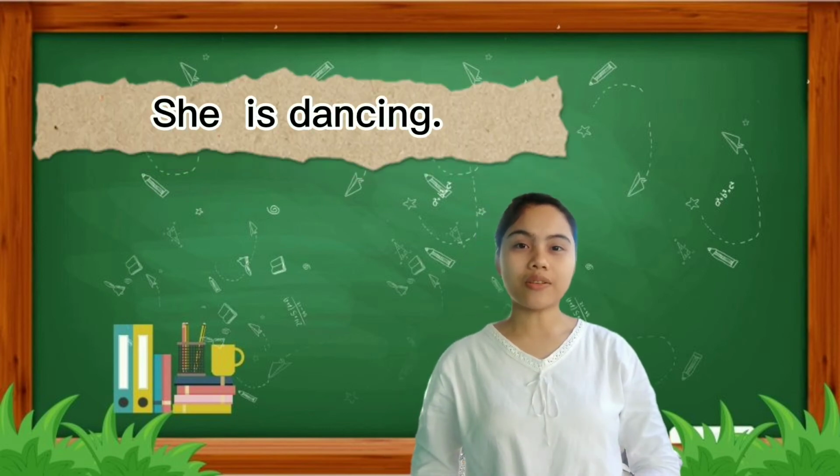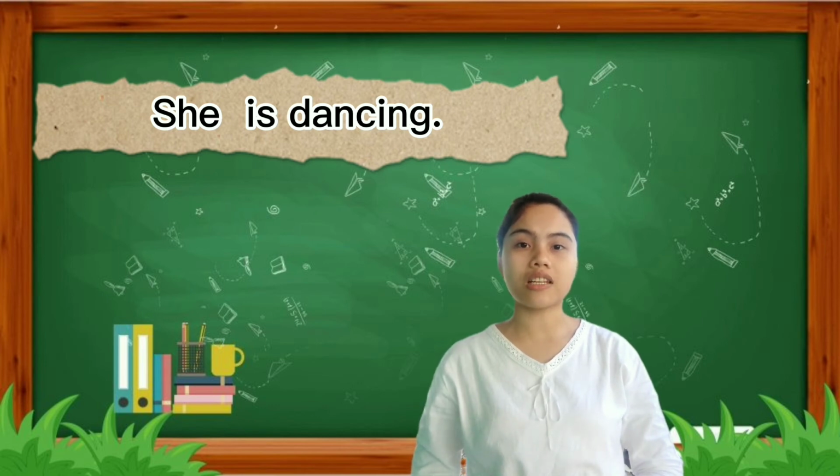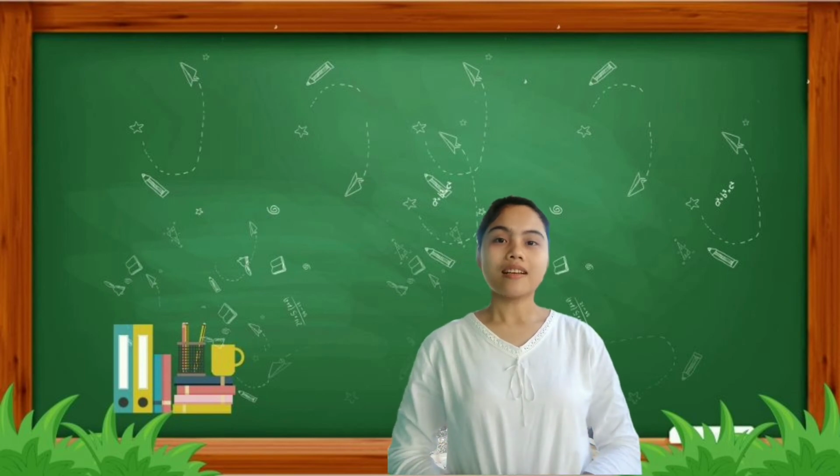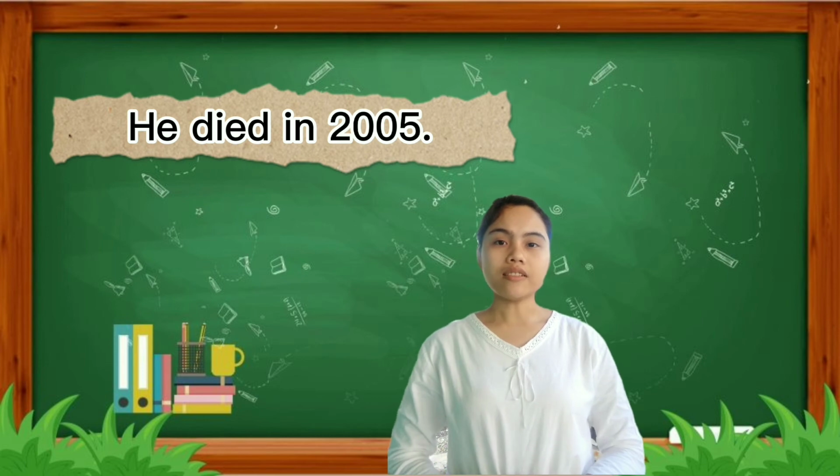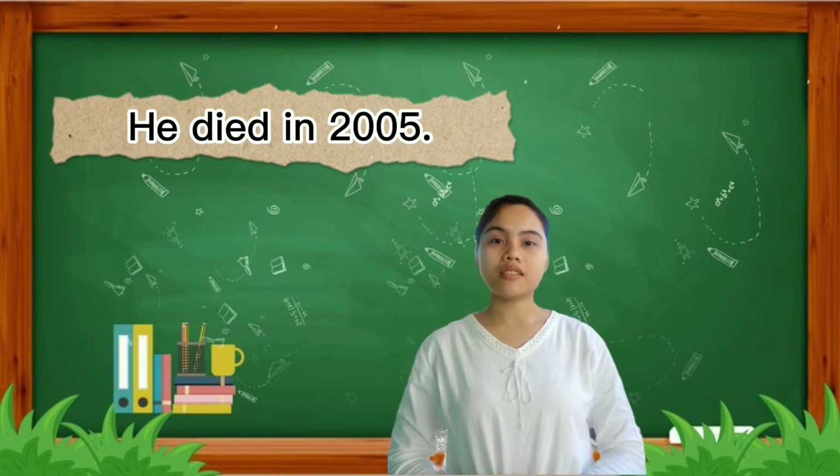I have here another example. She is dancing. This sentence cannot be changed to passive voice because the sentence does not have a clear, known object. And finally, a sentence like "He died in 2005." This sentence has no known object. Therefore, it cannot be converted into passive voice.